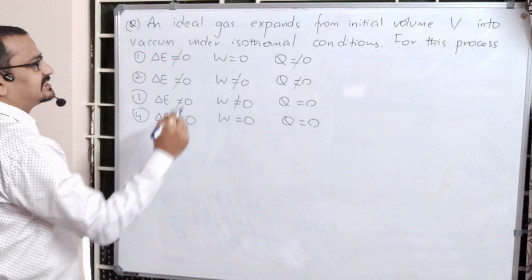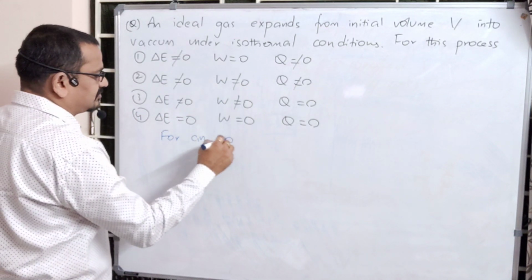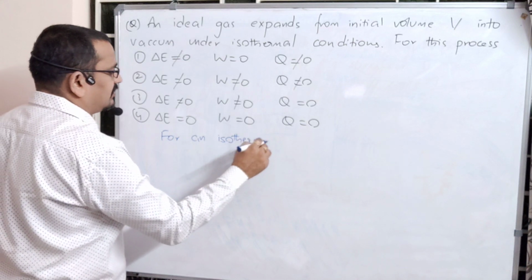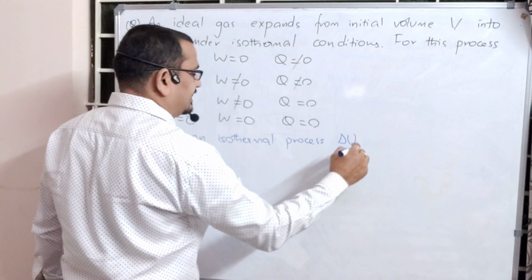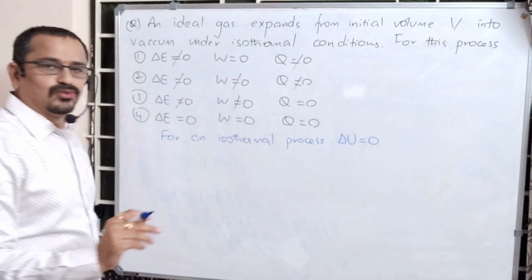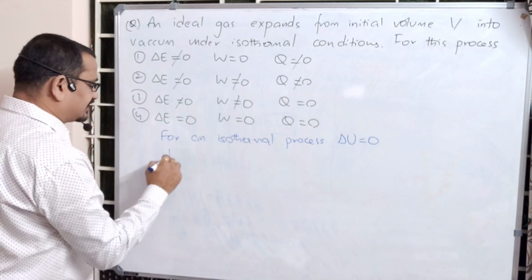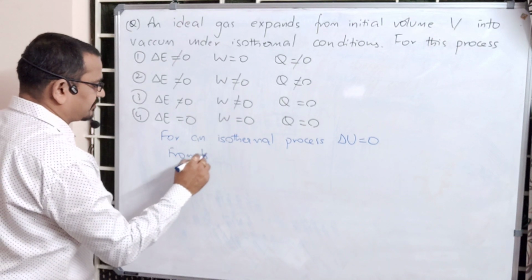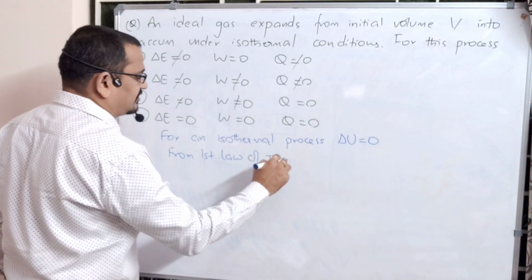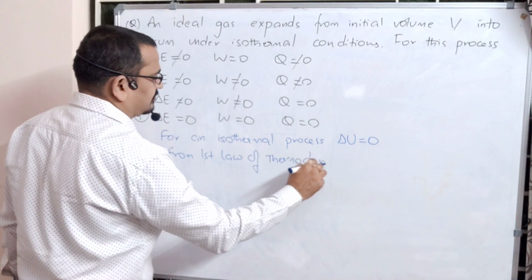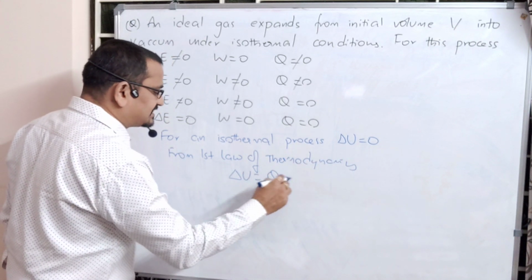See here, for an isothermal process, delta U, the change in internal energy, will be 0. We have the first law of thermodynamics: delta U equals Q plus W.